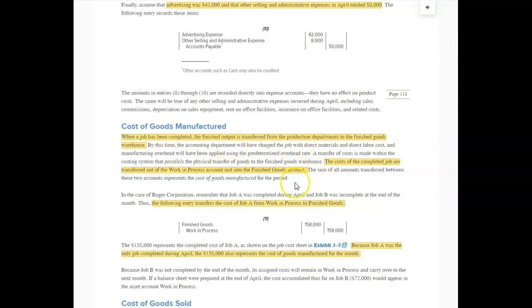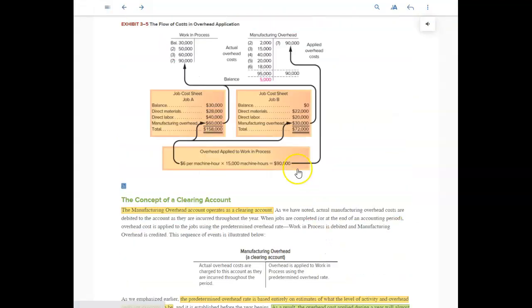So here's what we're going to do. We had two jobs this month. Job B was not completed by the end of the month. Job A was. Then we take the cost of job A, $158,000, debit finished goods, and then credit work in process. Let me go back to here.